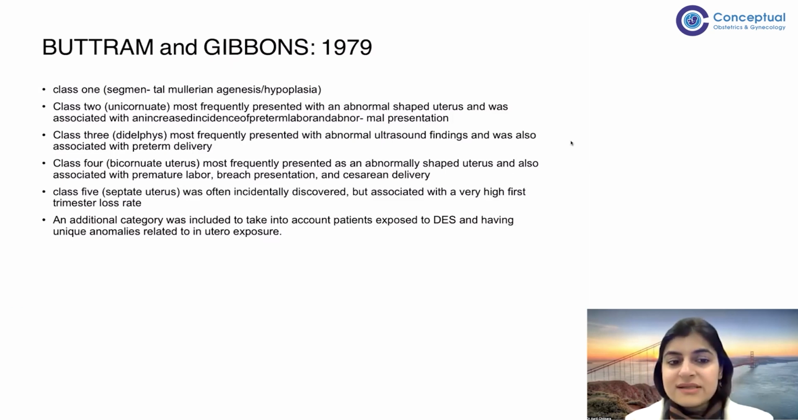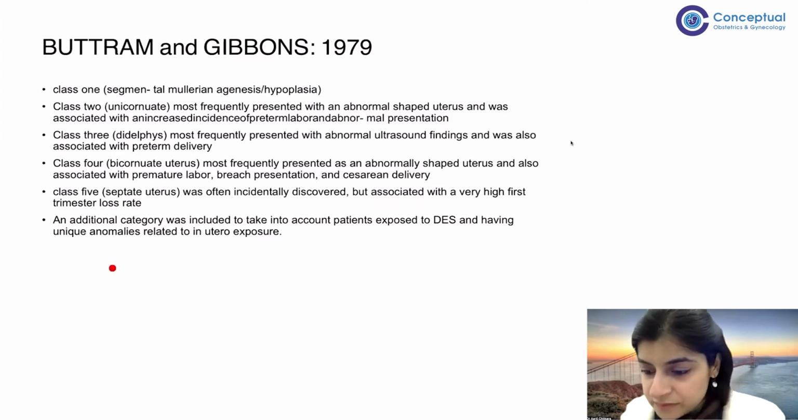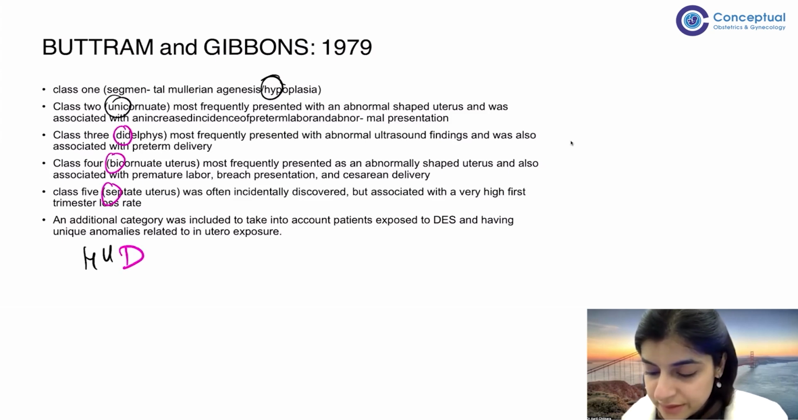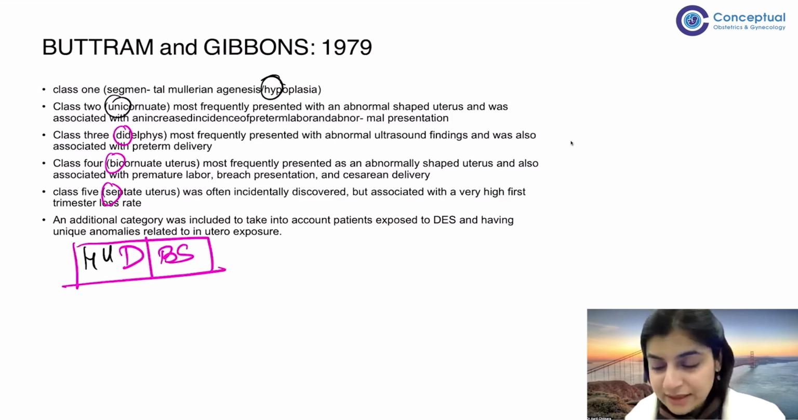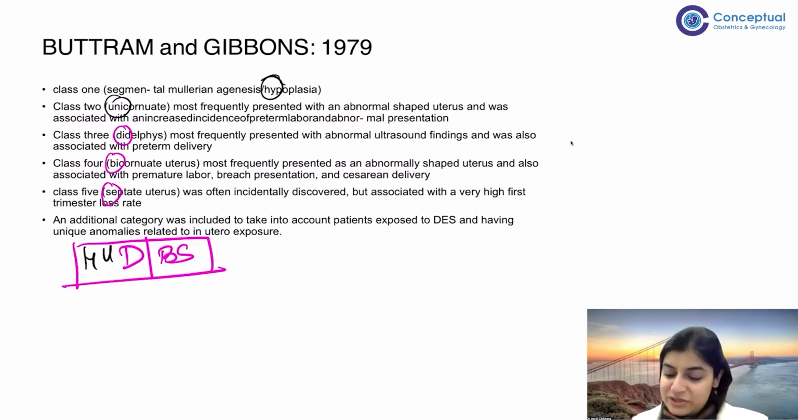The mnemonic that I used was HUD BS. So this was HUD and not HOD. H for hypoplasia, U for unicornuate.